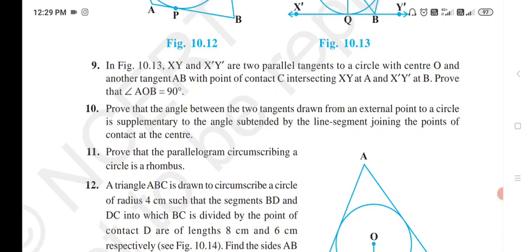So next, what are the properties of a rhombus? Can you tell me, can a rhombus be a parallelogram? Yes, a rhombus is a type of parallelogram. Is every parallelogram a rhombus? No. Okay. So now this 11th question is: prove that the parallelogram circumscribing a circle is a rhombus.